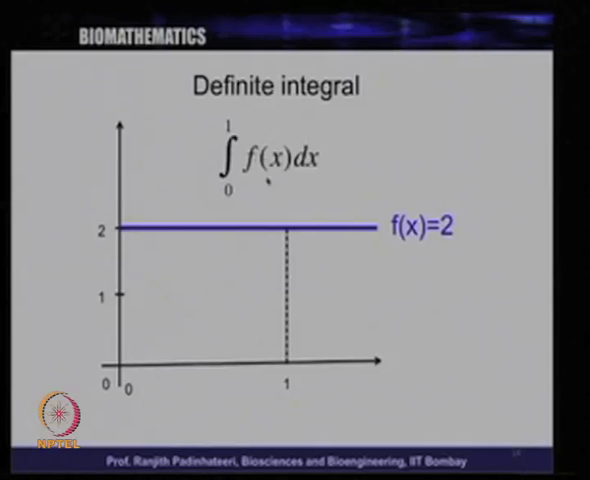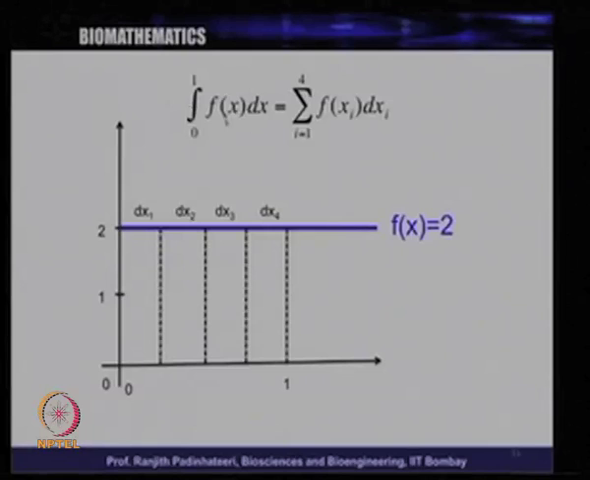So, what does it mean when somebody writes integral 0 to 1 f of x dx? It means the following. Have a look at this slide. Integral f of x dx, you would see this in some places. What this means is that this curve between 0 and 1 can be divided, let us divide for convenience, into many intervals dx1, dx2, dx3 and dx4.